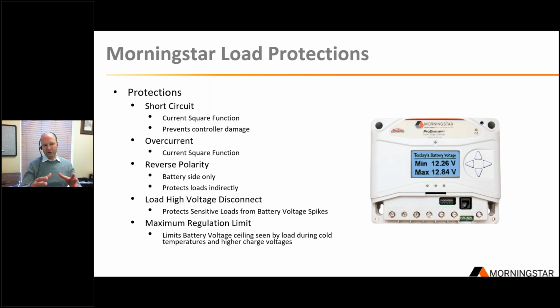So to talk a little bit about the load control functionality that's in the controller itself, here's a quick look at our ProStar MPPT.